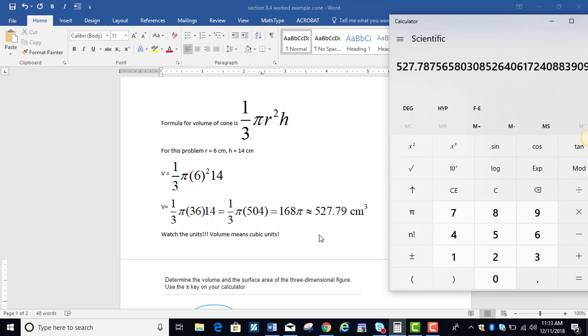And I put a note here to watch out. What kind of units are we dealing with when we're dealing with volume? We're dealing with cubic units. So the answer is going to be centimeters cubed in this case.